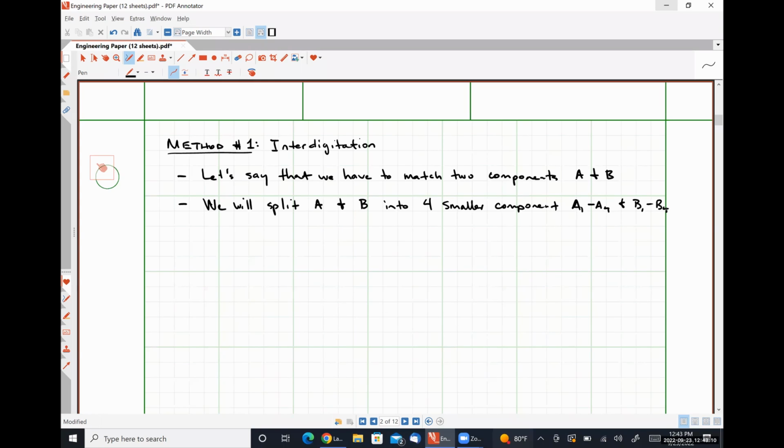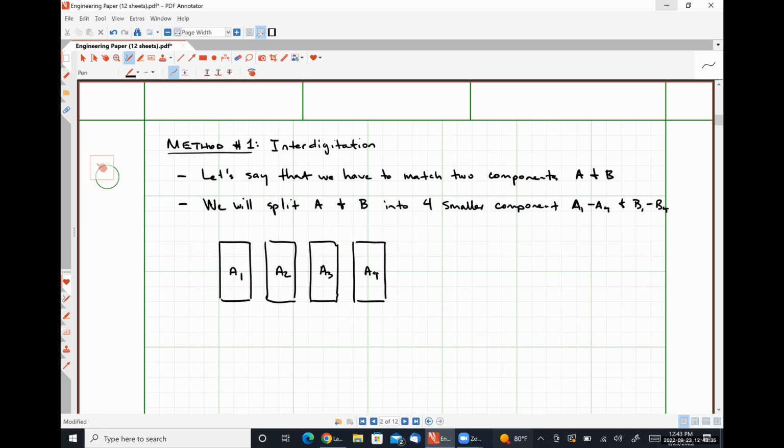Okay. So a conventional layout would look something like this. So here is A1, A2, A3, A4, and I'm just going to tie these guys together like so. So we've made a little serpentine pattern here by splitting our component A up into four identical components. Over here on the right-hand side, let's do the exact same thing to B.